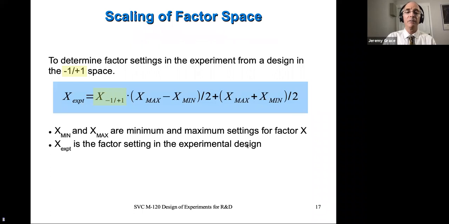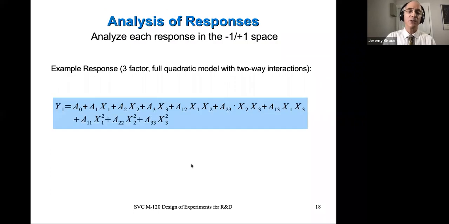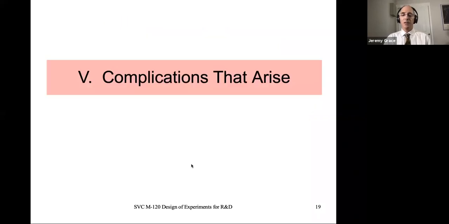and you'll notice that this design has more than 10 points when you add the red guys. And so you do have extra degrees of freedom to assess the fit, but it's not like we're going to do 20 points or 40 points. So that's all fine and good. What are some complications that arise?